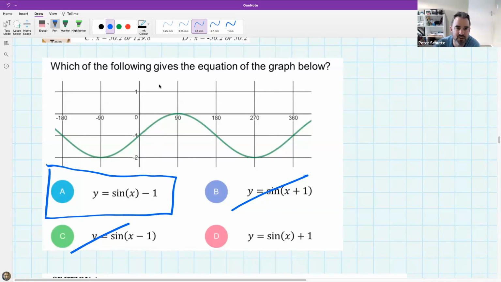Because you can imagine the normal sine graph looks like that. Okay, it should be more symmetrical. But if it looks like that, all that has happened in this graph is that that has moved down by 1 unit. And so A should be the correct answer.